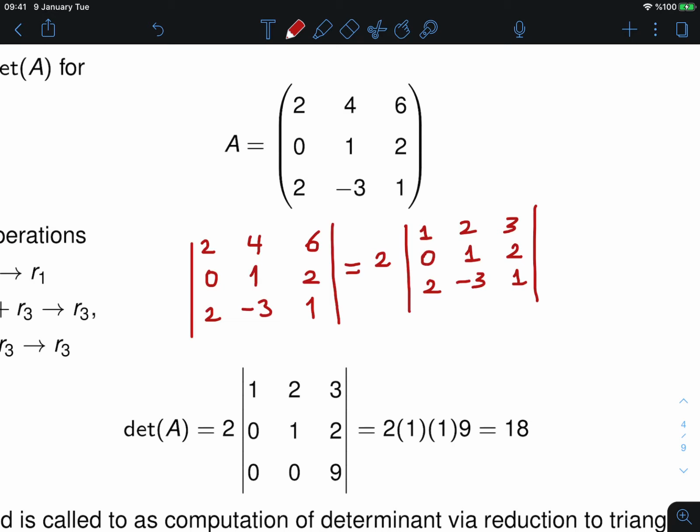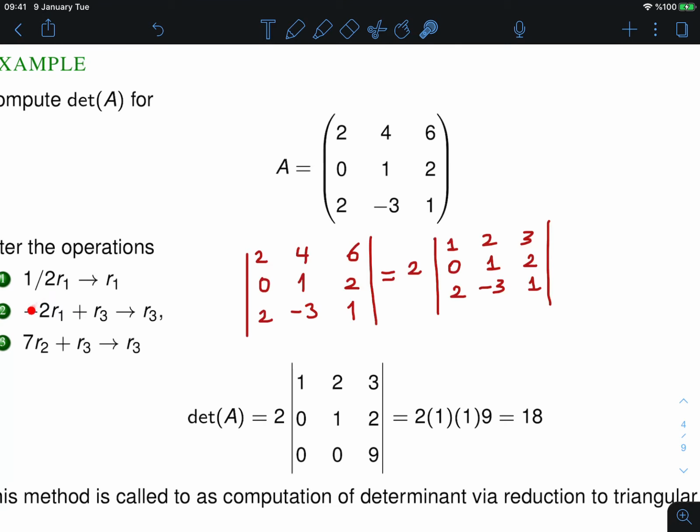Now I want to make this entry 0. How do I do that? Well, I multiply this first row by -1 and add it to the third row and replace the third row with it. If I do that, what do I get? There's 2 here, there's 1, 2, and 3 here, there's 0, 1, and 2, and finally I get 0 here. So -2 times 2, -4, and this is -7, and then -2 times 3 plus 1 is -5.